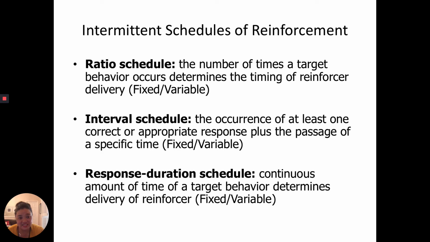So with a fixed ratio schedule, right? Fixed means it's the same each time, right? The number of appropriate responses required for a reinforcer is held constant, right? So let's say, for example, the 5th grade teacher provides 5 minutes of extra recess for students who turn in their homework all 5 days of the week, right? So basically every 5 days, they get 5 minutes, right? The next 5 days, they'll get an extra 5 minutes, right? So it's fixed because it's every 5 days. That doesn't change, right? But the reinforcer is delivered contingent upon the number of times that target behavior occurs. So 5 times equals 5 extra minutes, okay?